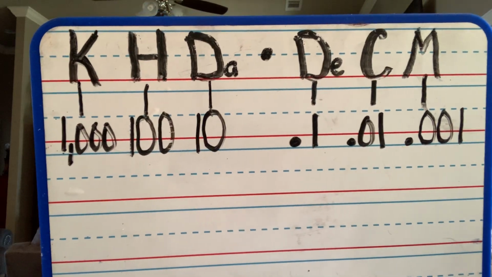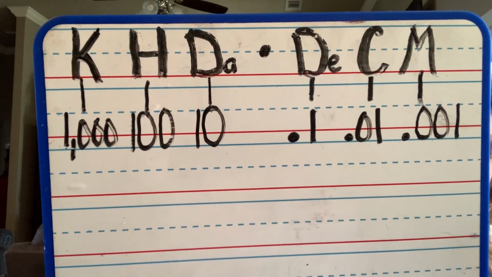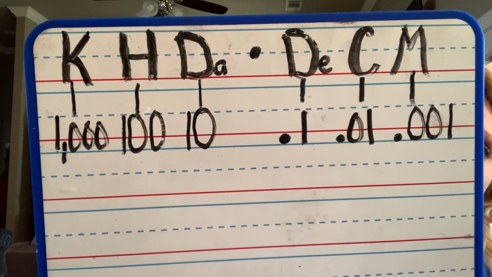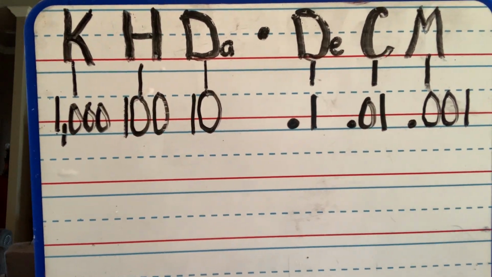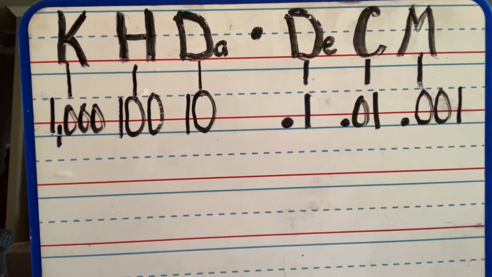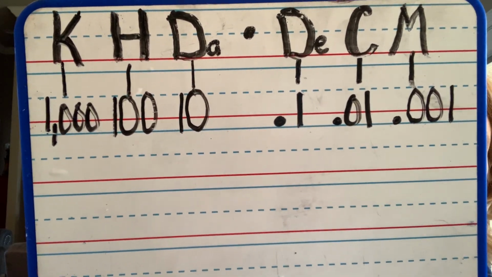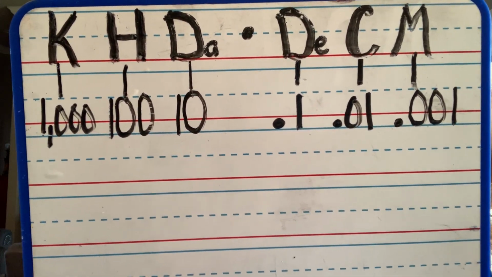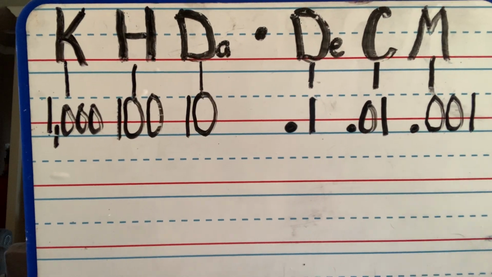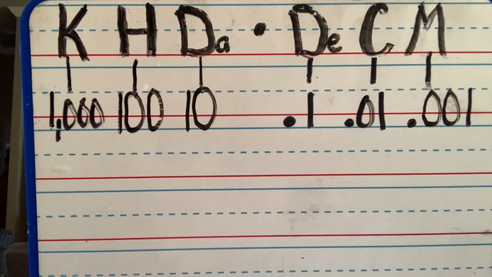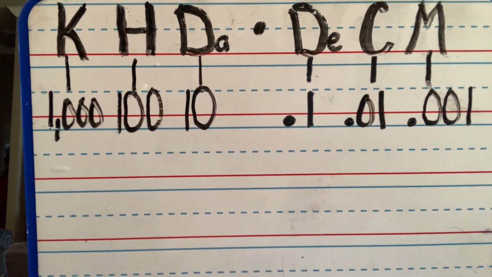To help us remember, the value of the K, which is kilo, is 1,000. H is hecto, which is 100. Then deca is 10. Deci is 1/10. Centi is 1/100th. And milli is 1/1000th.